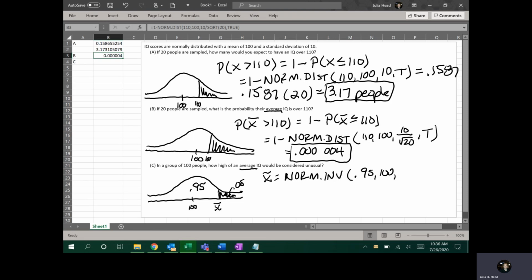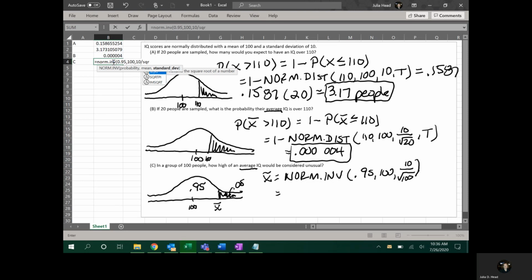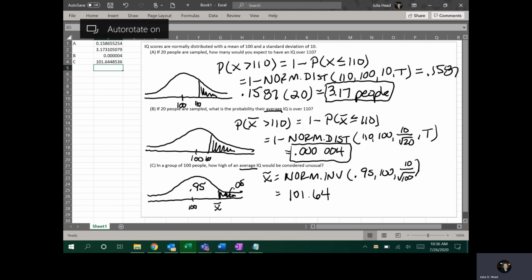And my standard deviation, since it's talking about average, it is 10, but unlike the last part, it's 10 divided by square root of 100, since we changed the number of people. So 101.64. Now, normally I would tell you for inv questions to think about the units, but IQ does not have any units, so we can just leave it as 101.64.